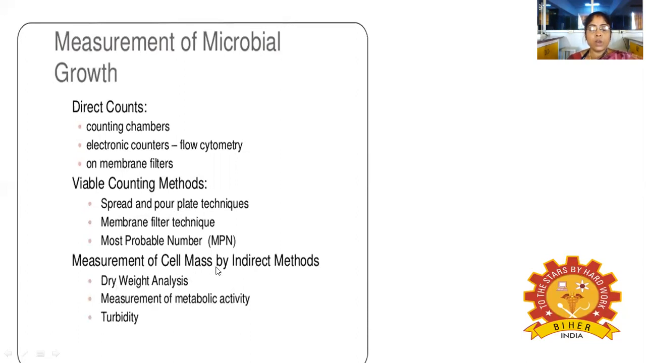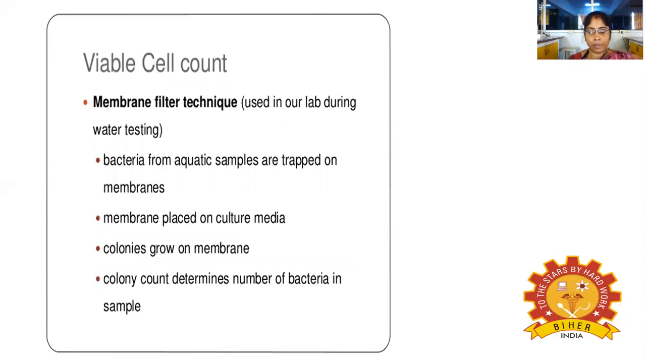The next one is the indirect method. When you talk about the indirect method, we will be doing it manually, instead of doing it as an online method. Here, dry weight analysis, wet weight analysis, and turbidity come under the measurement of cell mass by the indirect method.